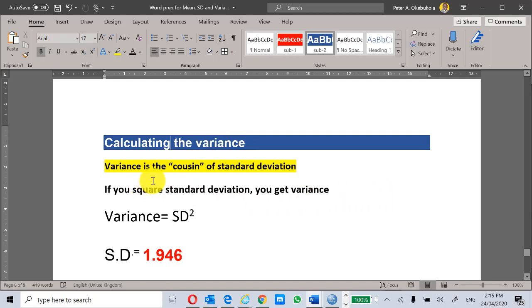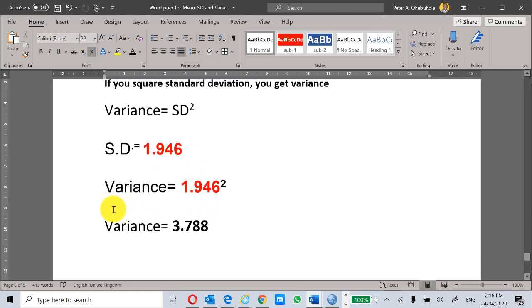Calculating the variance is the easiest of them all, because variance is, I've just labeled it a cousin of standard deviation, because if you square standard deviation, you get variance. That is, if you know standard deviation, just square it. For instance, the standard deviation of the data that you have from our class is 1.946. So the variance is the square of this, and it gives us this. That's the variance, which is as easy as can be.